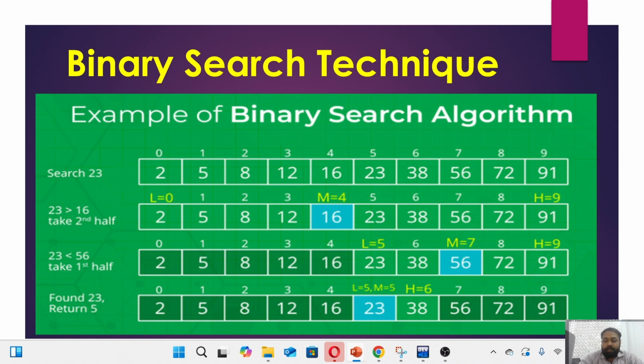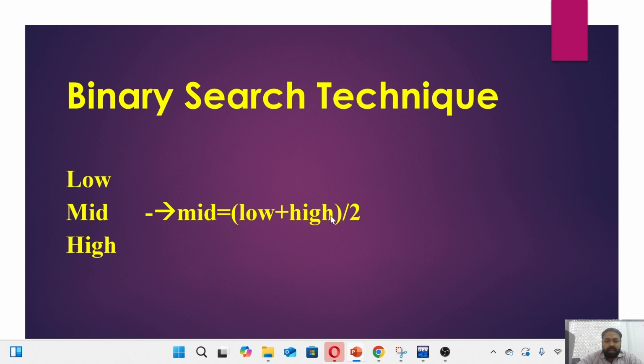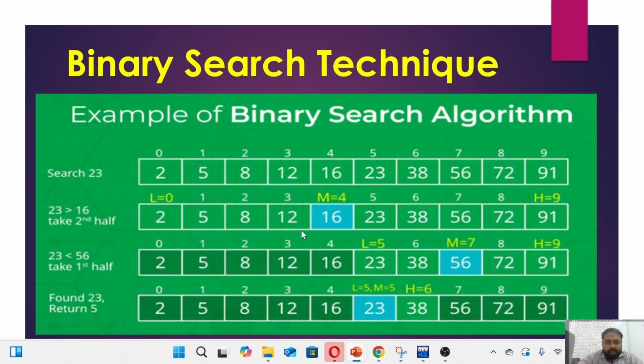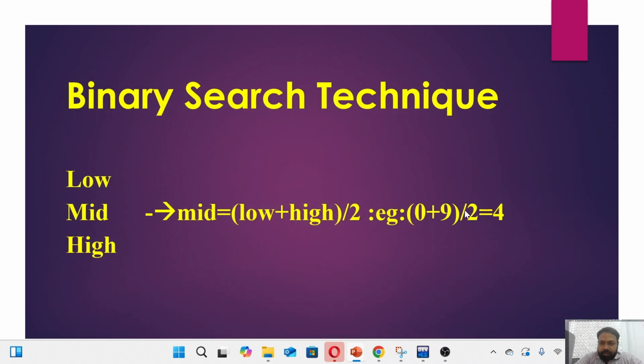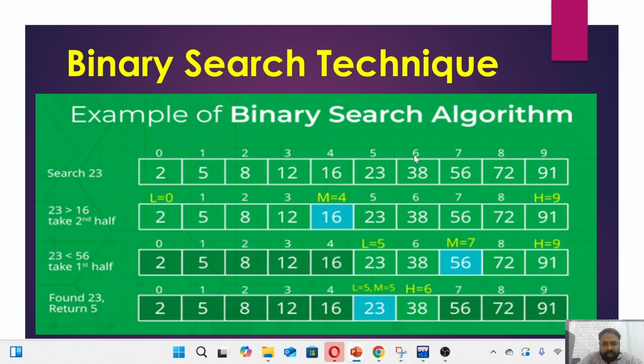Now I have to find out the mid. Low plus high by 2 is 0 plus 9 by 2. What value do we get here? 0 plus 9 by 2 is not 4.5; just take only the integer number, 4. So 4 is the mid. Out of these indexes we got the mid index as 4. I mean to say 16 is the mid element; the element available at mid index 4 is 16.